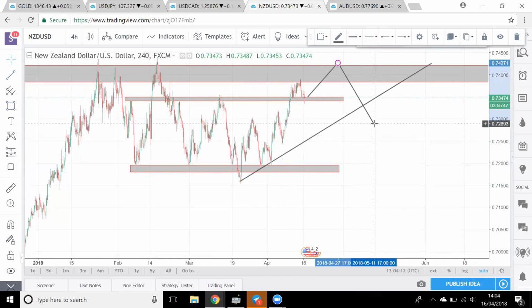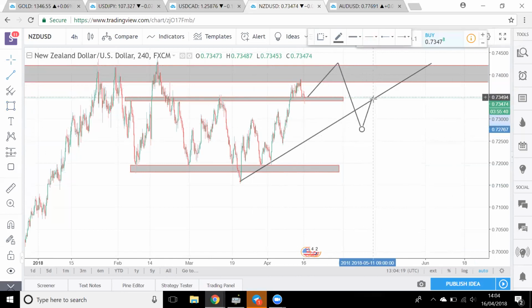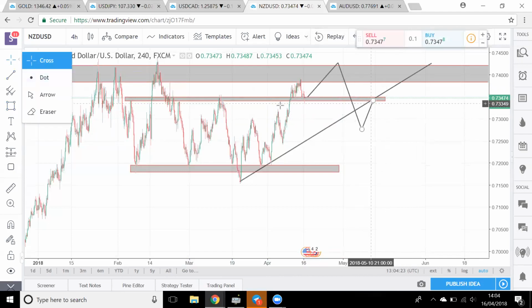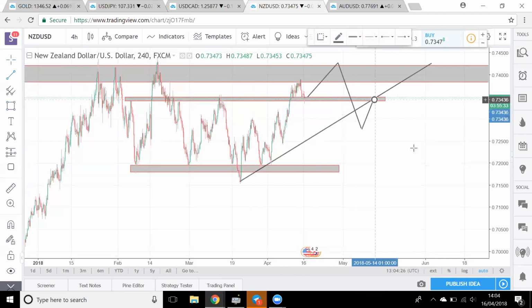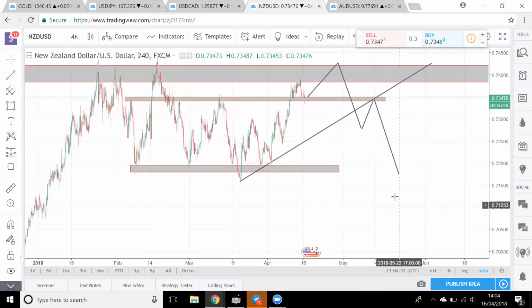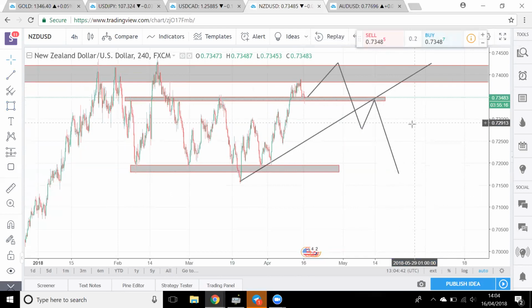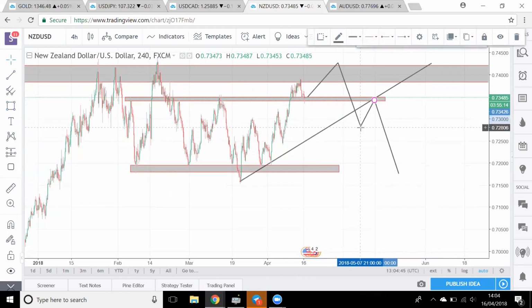So we're expecting a break of the trend line as well, a retest of the trend line zone, and then I'd look for 0.76. NZD USD doesn't have much manipulation, so mostly price action talks a lot. NZD USD tells you what's going on a lot.